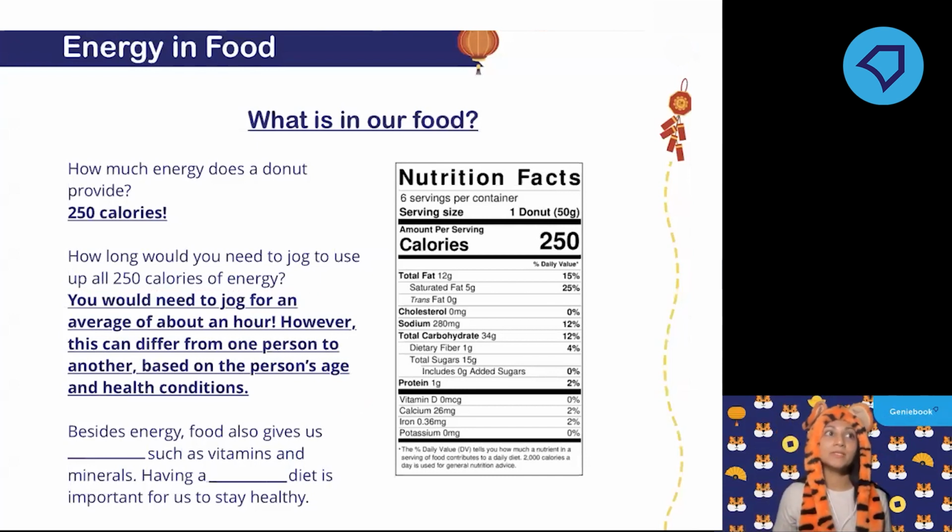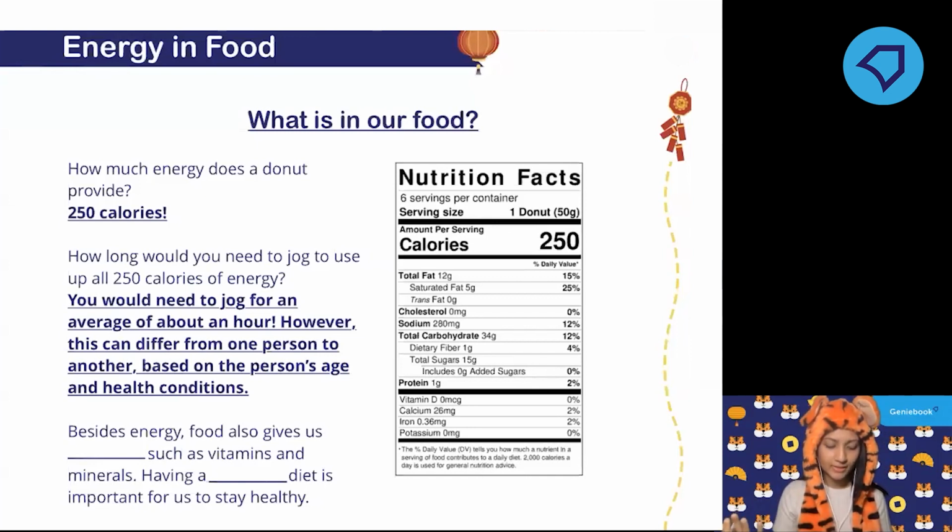It really depends on the individual, on your age, on your gender, whether you're young or old. Usually young people tend to burn faster, so you probably don't need to run exactly 1 hour, but older people like me probably have to run for 1 hour 30 minutes just to burn one donut.